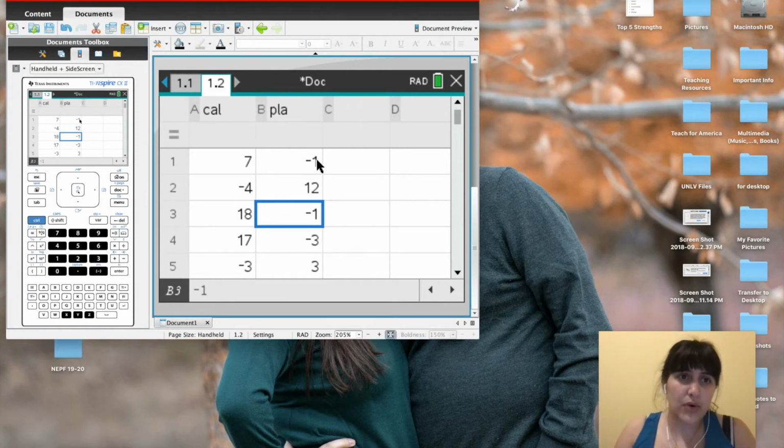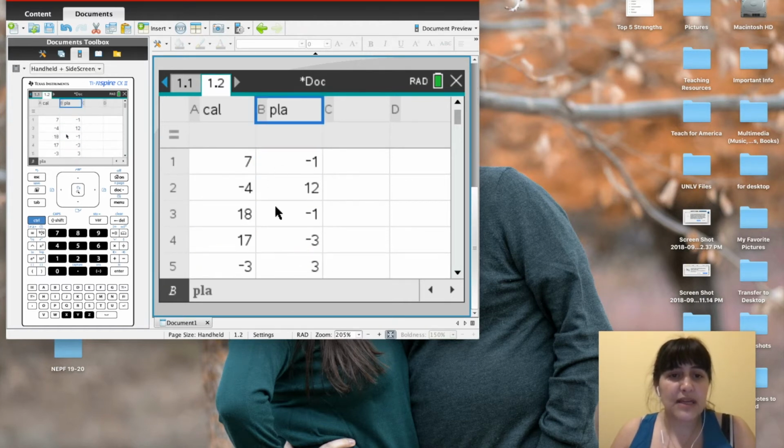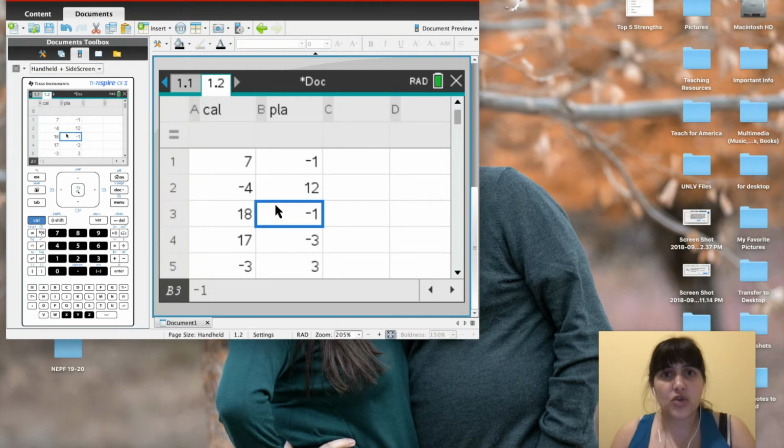I have already put this data in here, right? So I have CAL for calcium, right? And if you scroll down, there's my 10 values, and PLA stands for placebo. So those are my 2 sets of data. So I'm going to give you a second. If you have not already done this, pause the video real quick and enter all of the data into your calculator because we need to run 2 variable statistics on this.